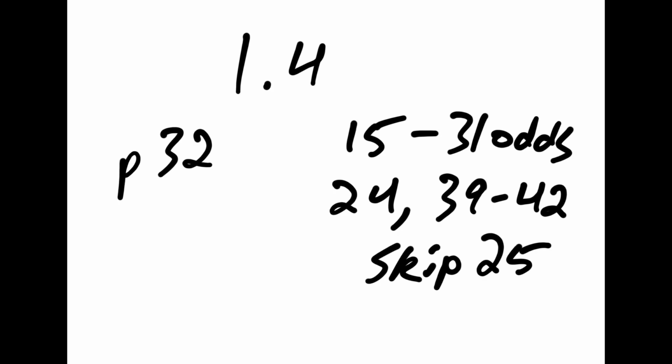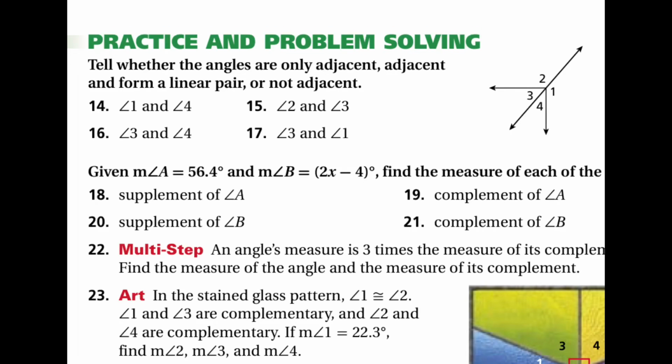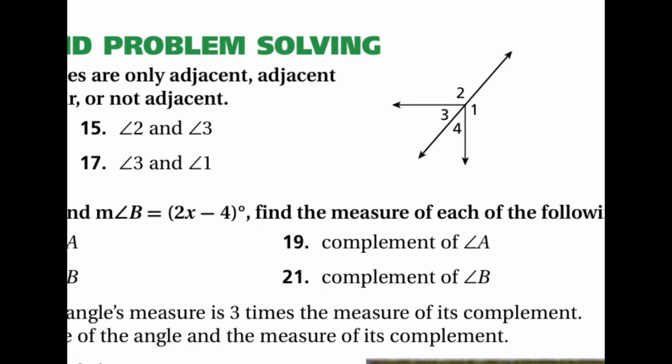This video goes over 1.4. Number 15, angles 2 and angle 3. These two angles are indeed adjacent, and they do form a linear pair. For 17, we first ask if these two angles are adjacent, and they do not share a side, though they do share a vertex, so they are considered not adjacent, which means they can't possibly be a linear pair.